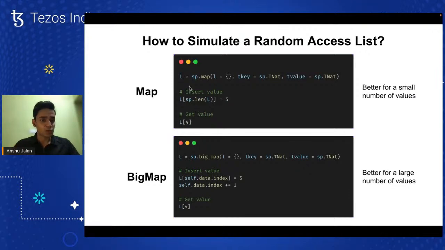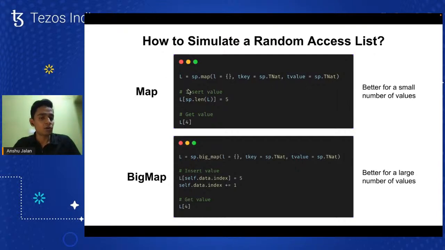In the first case, when I am using a map, what I'm doing here is I'm taking the key as a nat value. So nat is any number greater than or equal to 0. And the value could actually be anything. This value would essentially represent the type of the value within the list. So in this case, I've just chosen it to be nat for the sake of simplicity.